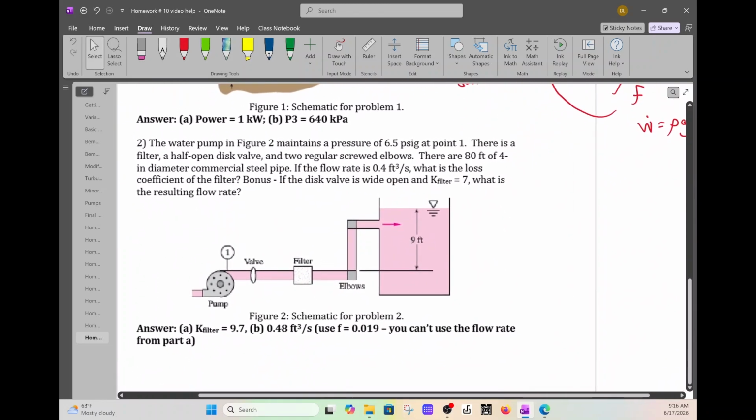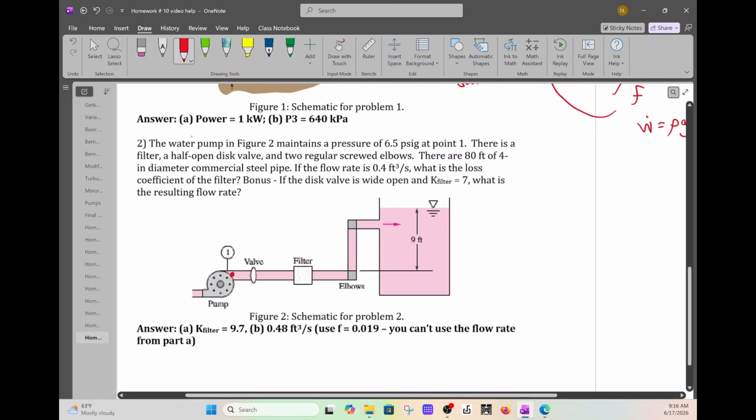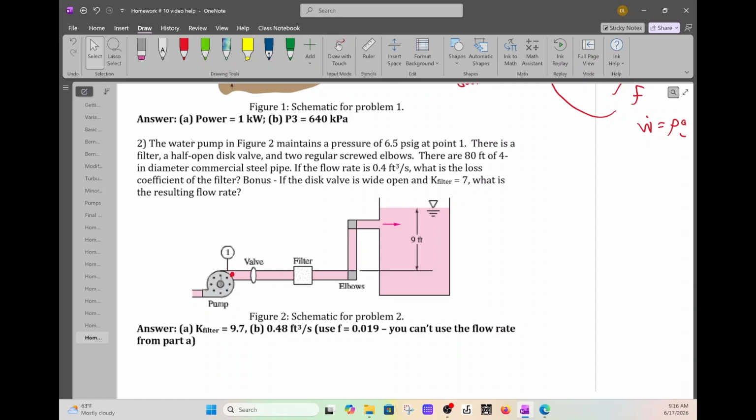Problem 2, we have a water pump that maintains pressure 6.5 psi right after this, so I would say right here. It's after the pump. There is a filter, a half-open disc valve, 2 regular screwed elbows. There are 80 feet of 4-inch diameter commercial steel pipe. If the flow rate is 0.4 feet cubed per second, what is the loss coefficient of the filter? And then the bonus is if the disc valve is wide open and the K of the filter is 7, what is the resulting flow rate? That one's tricky, and I'm pretty sure I have a video on this to help you with that one.